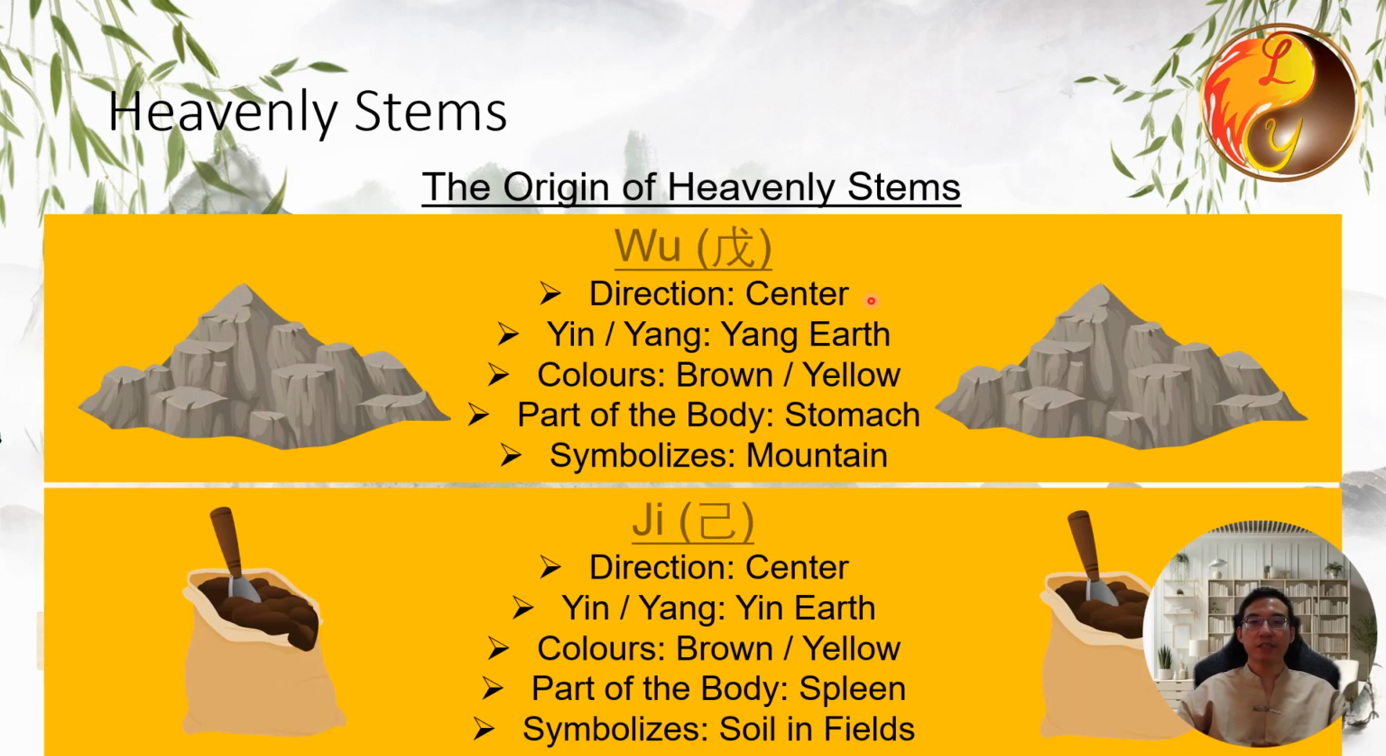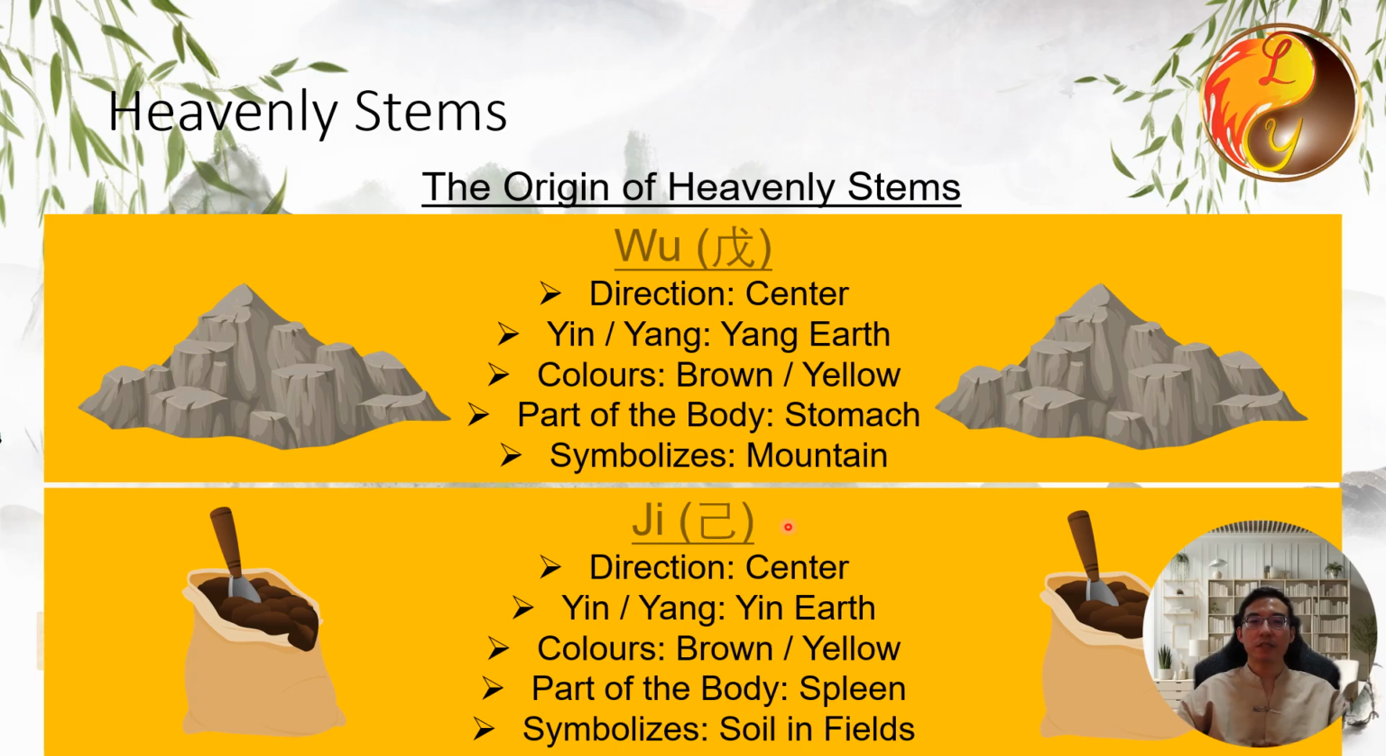Wu represents the center or middle, and it is yang earth. Its color is yellow, and it corresponds to the stomach in the human body. Yang earth signifies large earth, such as the soil used for building walls.